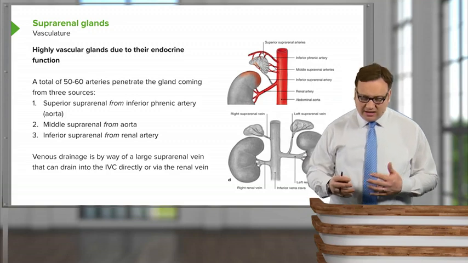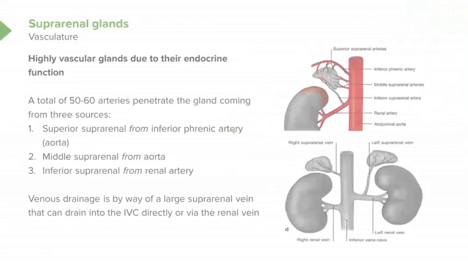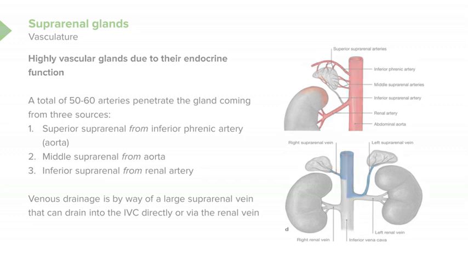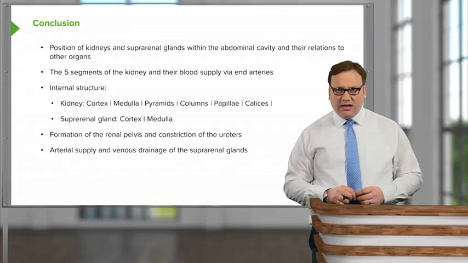Venous drainage is a lot more straightforward, and it's by way of large suprarenal veins, and these can drain into the IVC directly or via the renal vein. So we can see the suprarenal veins draining either into the renal vein here, which will go into the IVC and then up, or it can drain into the inferior vena cava itself. So we can see the vasculature of the suprarenal glands is really complex.